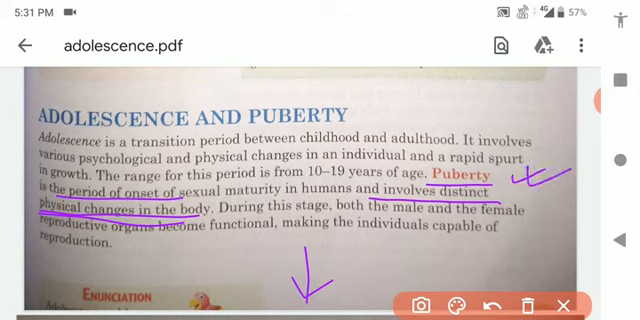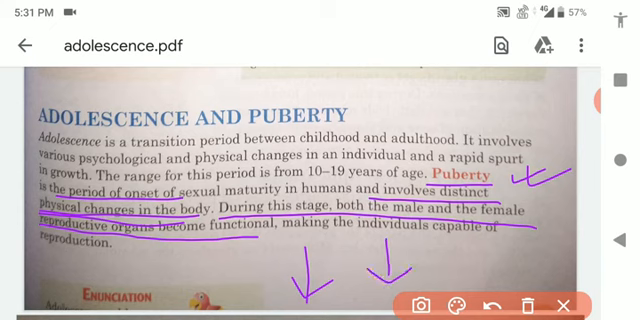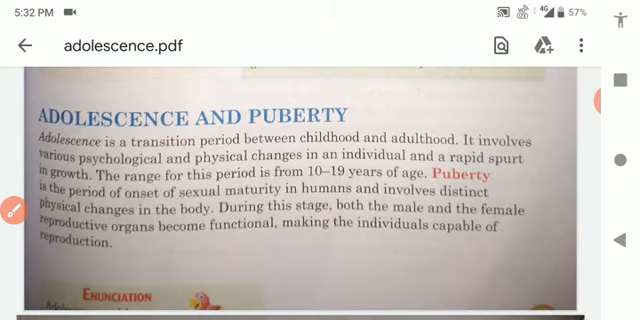Understood? Now, during this stage, both the male and female reproductive organs become functional. Those things which are non-functional at the age of childhood now become functional, and the child slowly changes into an adult, making the individual capable of reproduction. So that is the definition of puberty. You should note it down. It is very important, not only for class 8, but also till BSc. Understood?